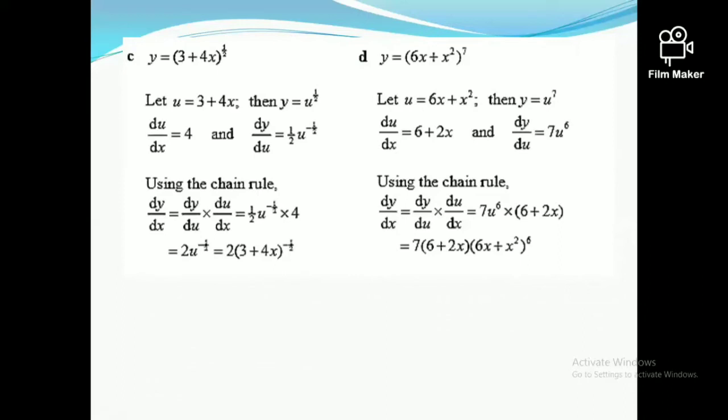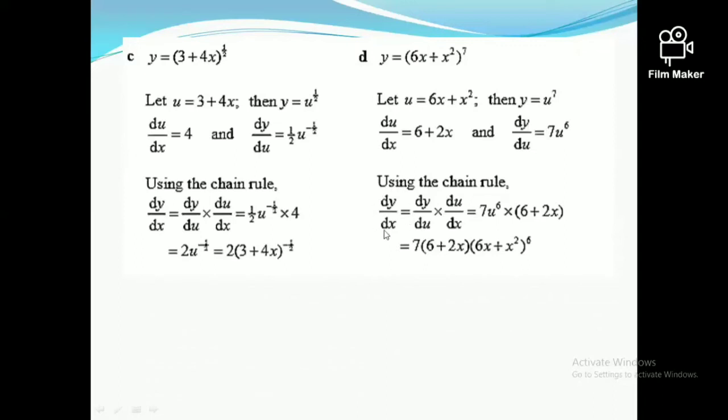Let's come to question number D, right? We need to differentiate (6x plus x squared) to the power 7. Initially, take this term as u, right? Then du by dx turns into 6 plus 2x. Then this term turns into y equals u to the power 7. Differentiation is 7u to the power 6, so dy by du is 7u to the power 6.